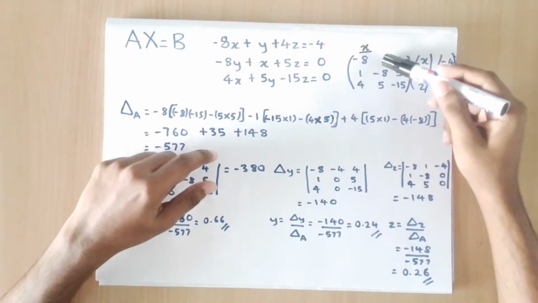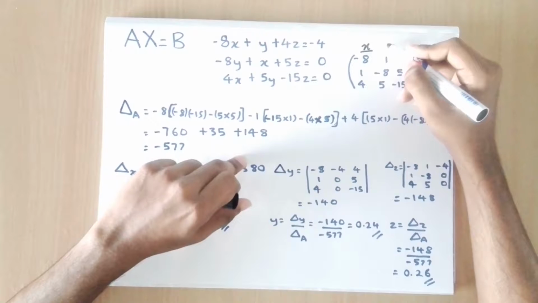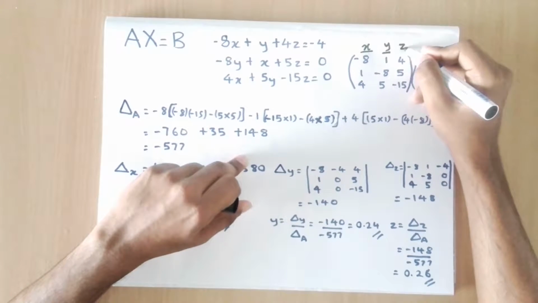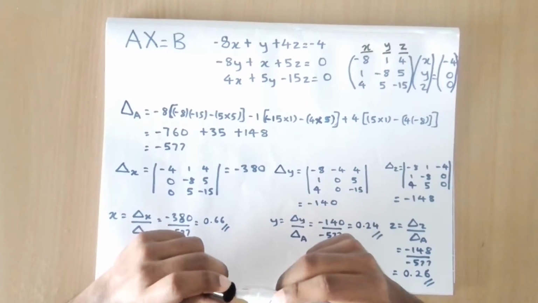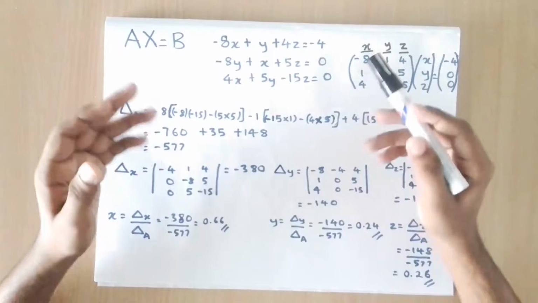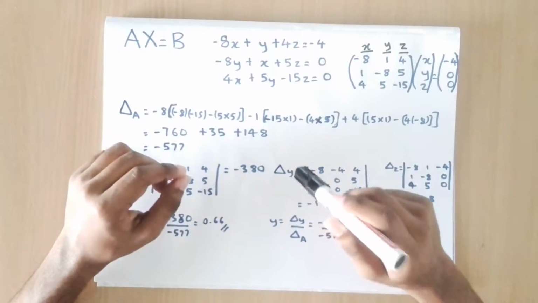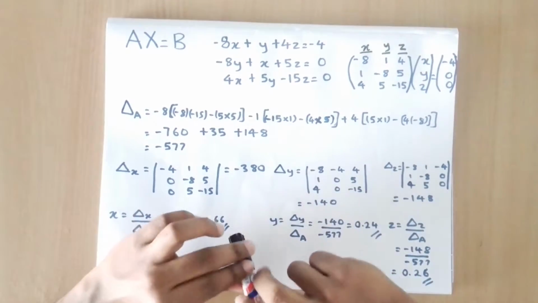The second column of A will contain all the coefficients of y, and the third column will contain all the coefficients of z. The above steps are similar to the inverse matrix method we discussed in video 8 of this module. Please see the link in the description below if you missed that video.